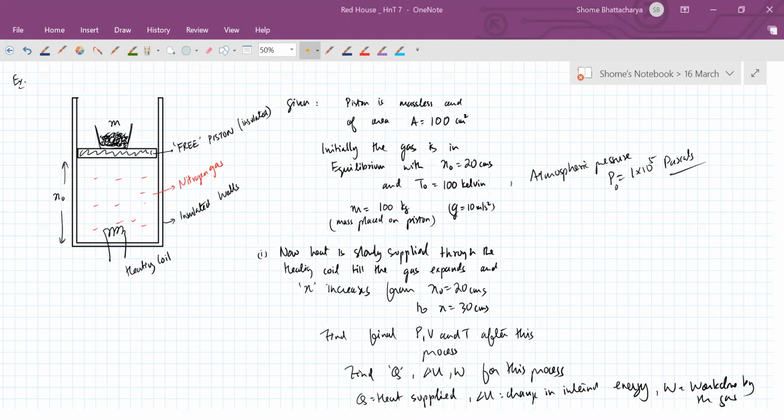Right. Okay. So because the mass of the piston is constant, and the piston is free and we are not fixing the piston with any nails or anything, it's just floating on the gas. That means the total weight of the piston plus the force that the atmosphere is applying on it because of atmospheric pressure has to be balanced by the internal pressure of the gas. Okay.